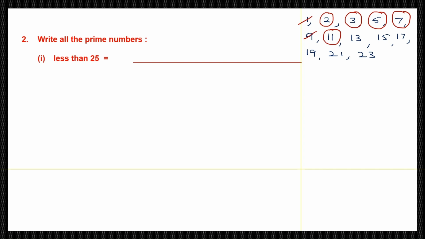13, 1 13s are 13. It has only 2 factors, nothing else. So it's a prime number. 15, 1 15s are 15. 3 5s are also 15. So it has more than 2 factors. So it's not a prime number.